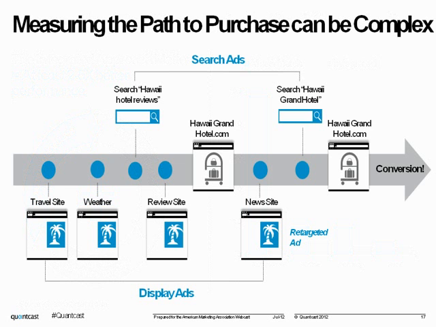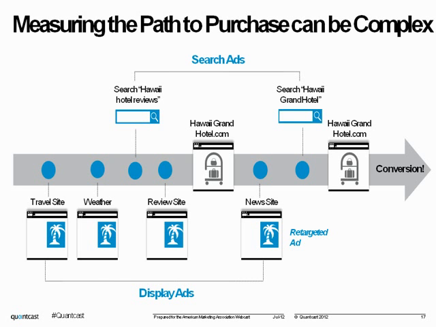As this slide shows, most consumers have a very complex path to purchase. If you follow this slide from left to right, you can see that a user may be targeted with a display ad impression for the Hawaii Grand Hotel on a travel website. Then the visitor goes to a weather website and is served another impression. At this time, the user does a search for Hawaii hotel reviews, clicks on an ad, and ends up on the review website. On that review website, they click on a link for Hawaii Grand Hotel and do research on the site, but they don't book a room.